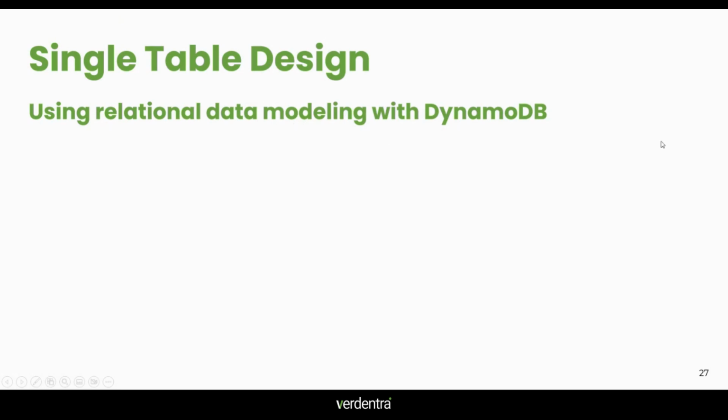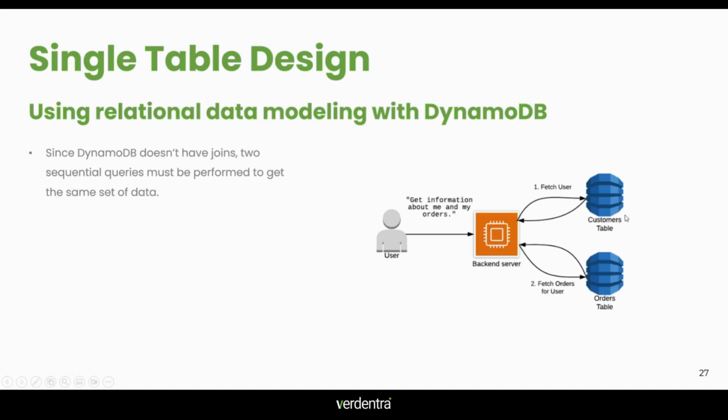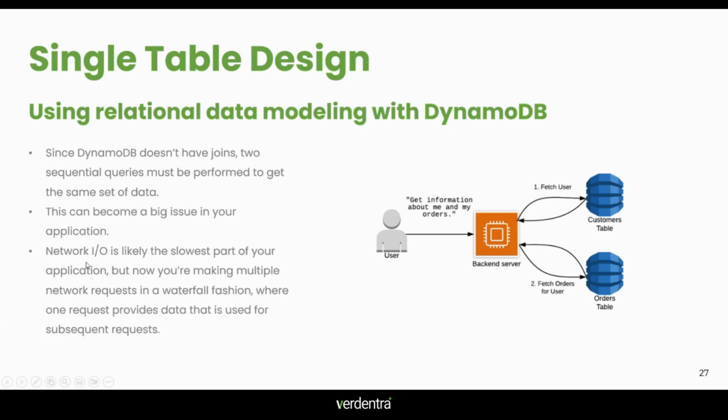If you try to apply the same concept with DynamoDB and model your database in a relational pattern, you have to do something like this. You create a customer table and an orders table. Since you have no joins, you have to do one query to get the customers, and then another one to get the orders. Maybe you have to merge them and then respond back. This can be a big issue, as network I/O can be the slowest part of your application and the limiting factor.